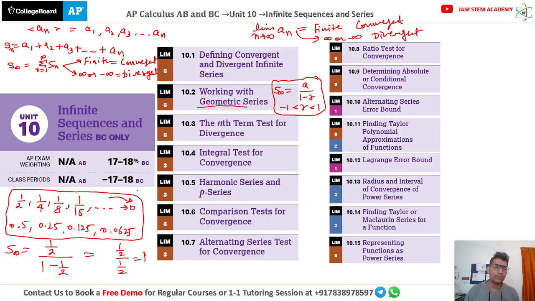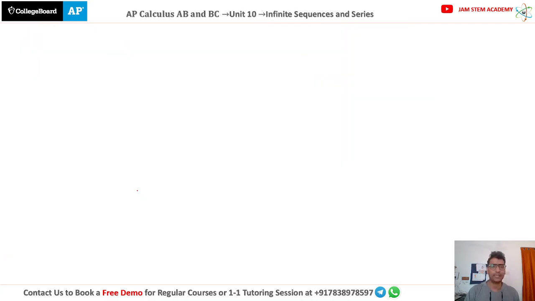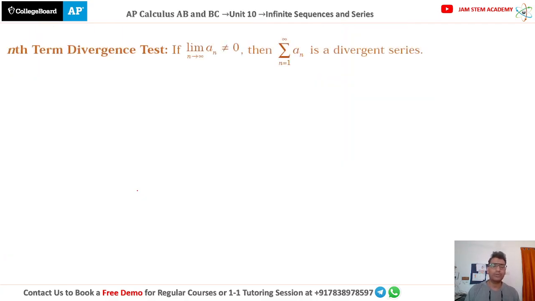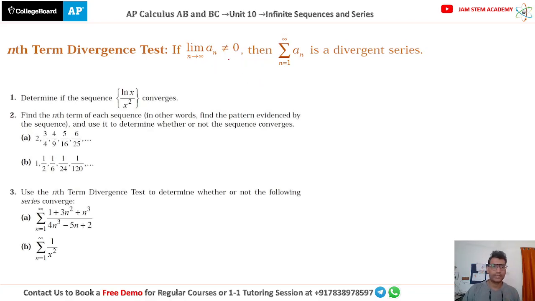Now let's discuss how to check whether the series is divergent or not using the nth term test for divergence. This test is very simple and easy to apply. All you have to do is just check the limit as n tends to infinity of an, meaning the nth term of that sequence. If that is not equal to 0, then the corresponding series is divergent. Okay. For example, take these questions.